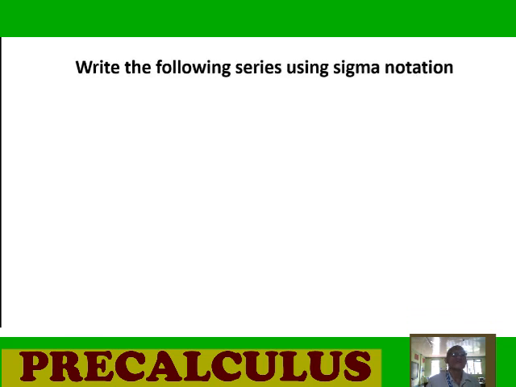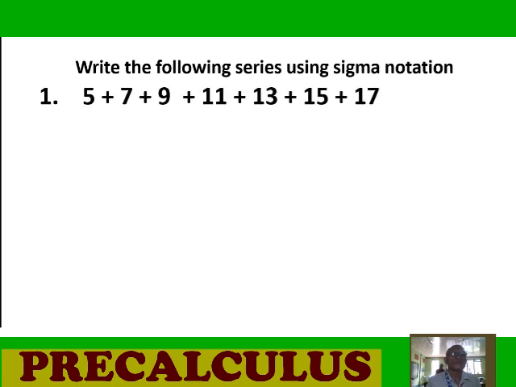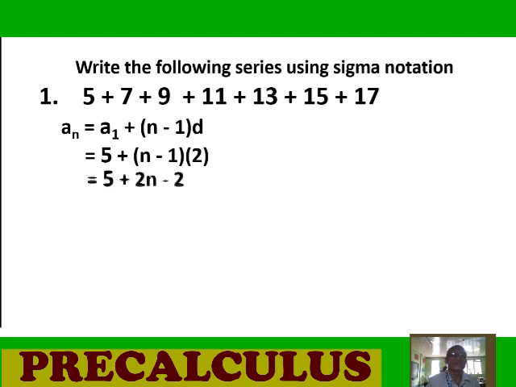Okay, write the following series using sigma notation. Number 1, as we examine the terms of the series, it forms an arithmetic sequence with the first term 5. So this formula is the nth term of an arithmetic sequence. a sub 1 is the first term, which is 5 in our series. d, the common difference, is 2. Distribute 2 and simplify, combine similar terms.